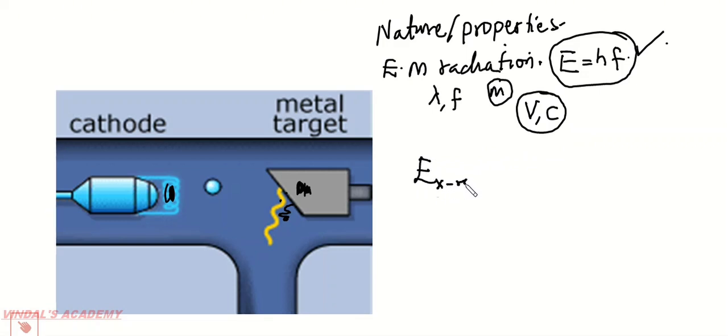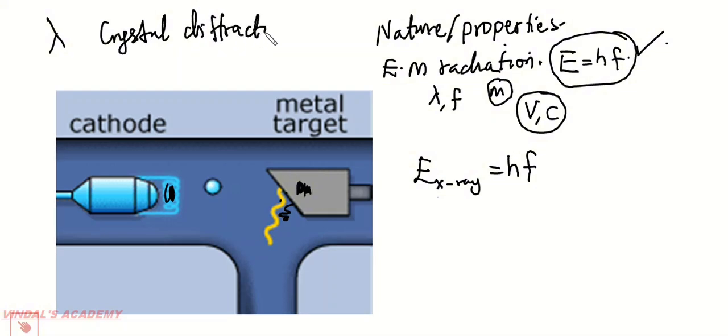E for the X-ray is going to be Planck's constant multiplied by the frequency of that X-ray. All right, and I also want to say that the wavelength of this X-ray, which is called lambda, can be measured by using the crystal diffraction technique. Okay, you can find what that is all about. You can use this to find the wavelength of that particular X-ray.